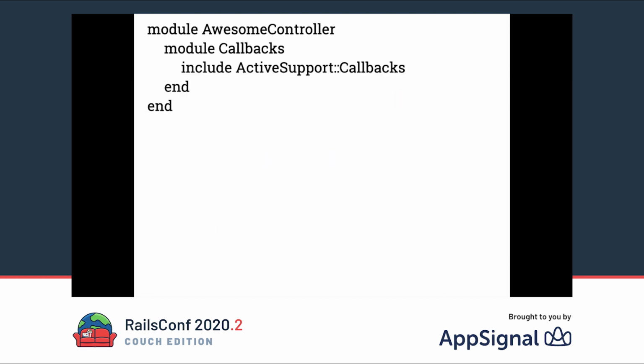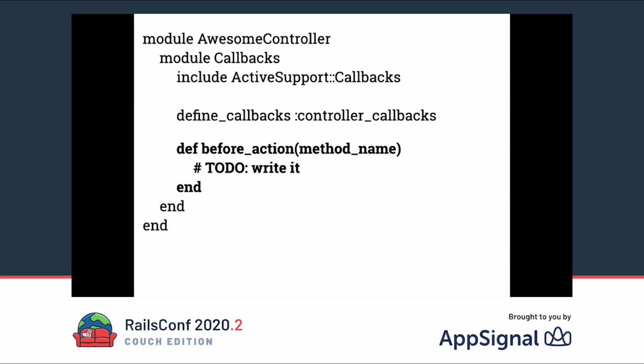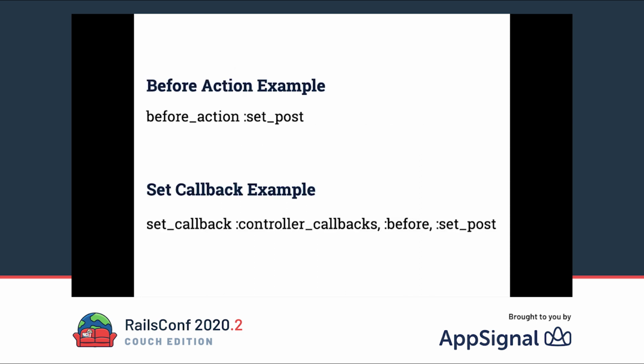We'll start by creating our callbacks module, including the Active Support callbacks module in our module so that we can use its behavior. We need to define our callback set, which we'll name here controller callbacks. Next, since we have a set, we want to add our callbacks to that set, and that takes the form of writing our before, after, and around action methods. We'll just use before action as an example. In order to implement before action, we need to set the callback using the callback API's set_callback method. Here's an example of our before action and what the corresponding set_callback call would look like.